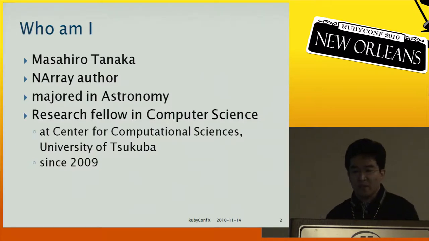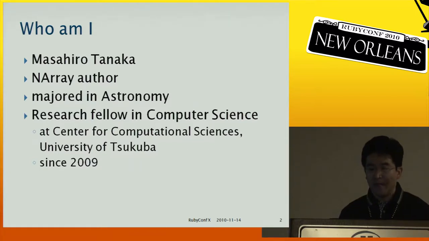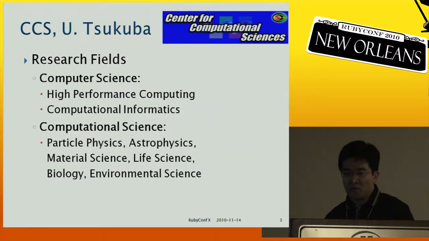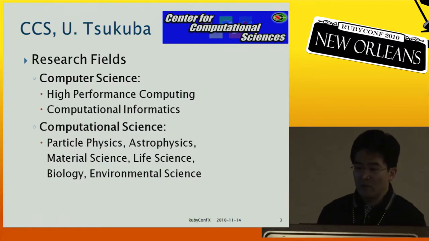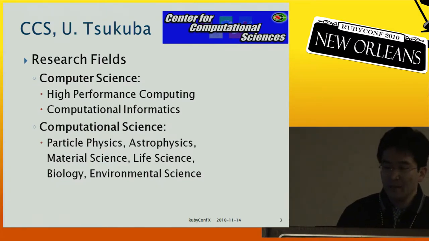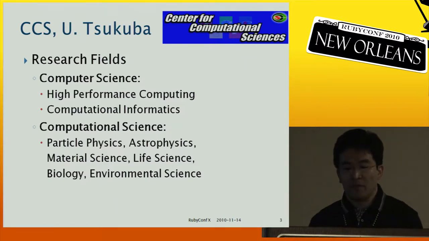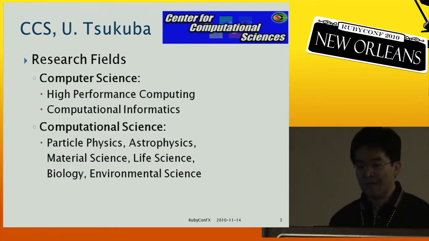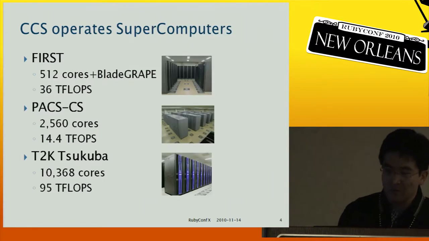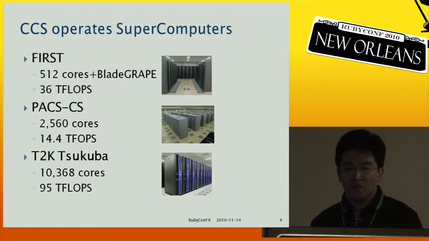I originally majored in astronomy, but I am now working on computer science as a research fellow at the Center for Computational Sciences, University of Tsukuba since 2009. Let me introduce the Center for Computational Sciences. Its research fields are very wide. Computer science fields include high performance computing and computational informatics. And also, computational science fields include particle physics, astrophysics, material science, life science, biology, environmental science. And also, the center operates three supercomputers.